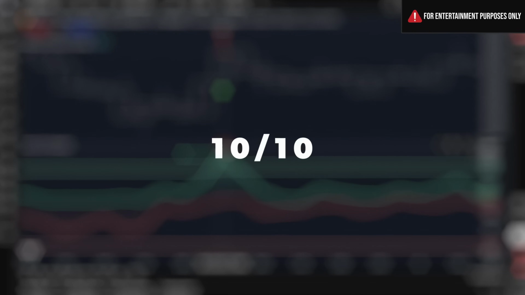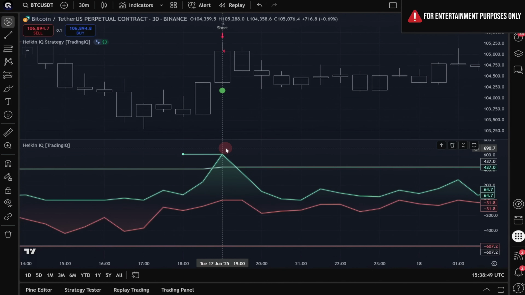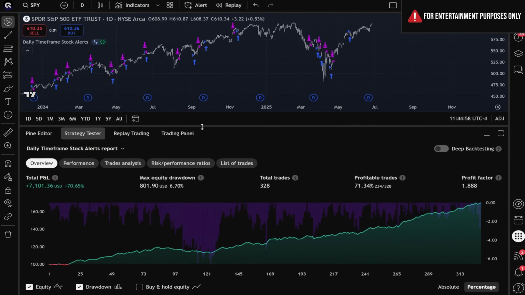Deepseek perfectly converted Heiken IQ from an indicator to a strategy and even fulfilled the tricky condition that we threw at it. Now this brings us to challenge number 2, which is the medium test for Deepseek AI.